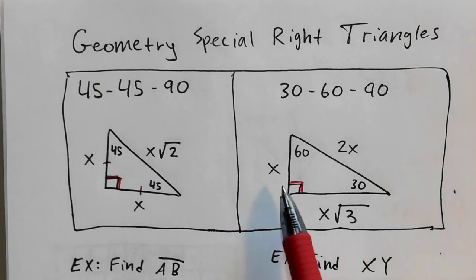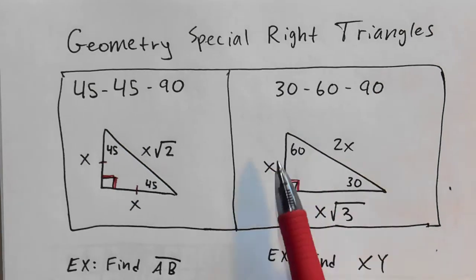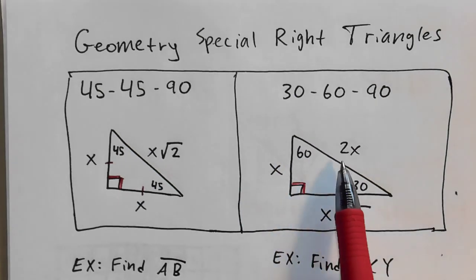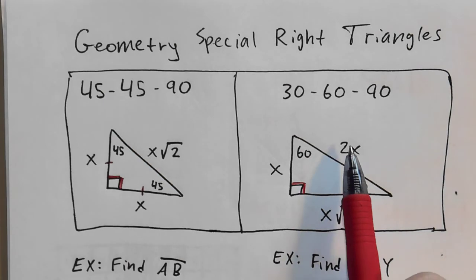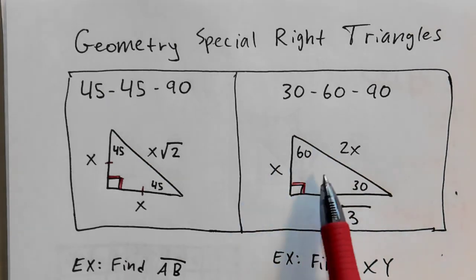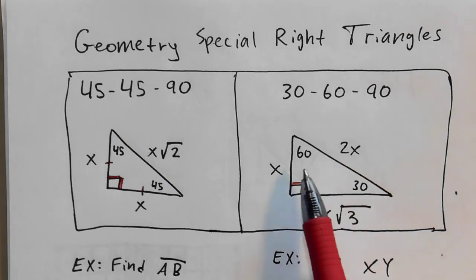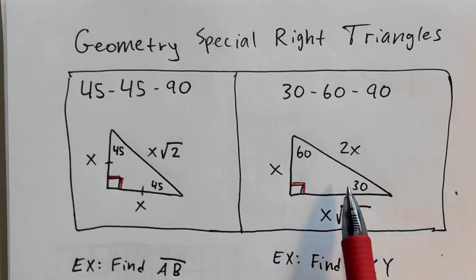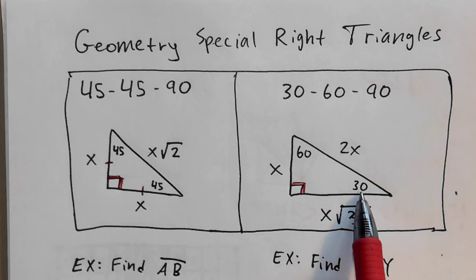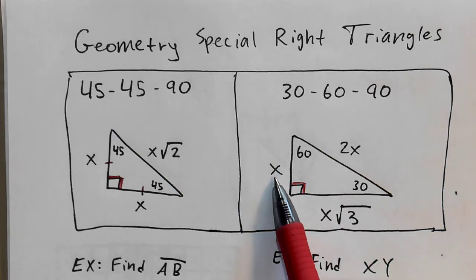Again, this is super, super important. The longest side in a right triangle is the hypotenuse, which is this guy over here. And in a 30-60-90, the hypotenuse is always going to be 2x. Your smallest leg is across from the smallest angle. So your smallest angle is 30, so your smallest leg has got to be x.